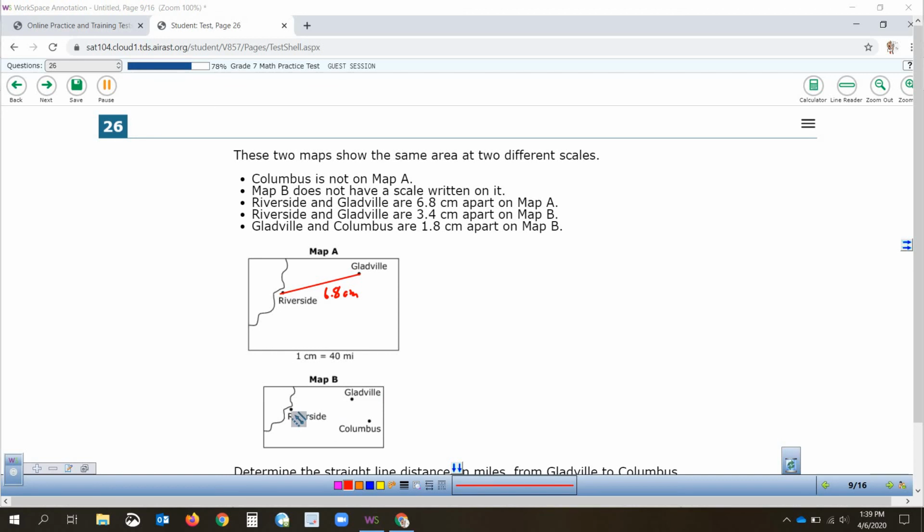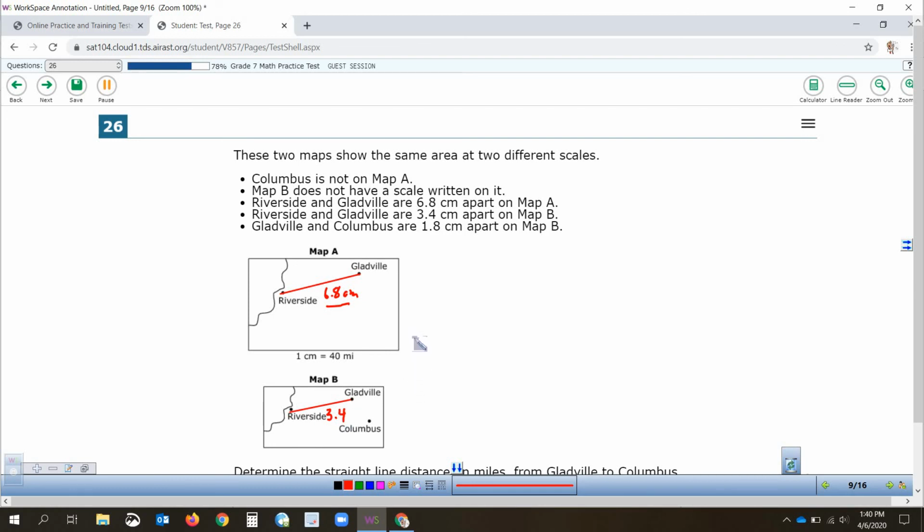And if I were to connect those same two cities on map B, I get 3.4 centimeters. All right, now there's something we need to know. The actual distance between Riverside and Gladville never changes, right? Which means if these maps are to scale, and they're telling us they are, then these two numbers represent the same distance. This one represents it in 6.8 centimeters. This one represents it in 3.4 centimeters.